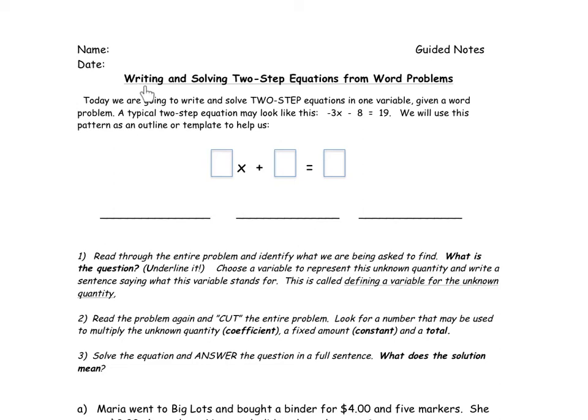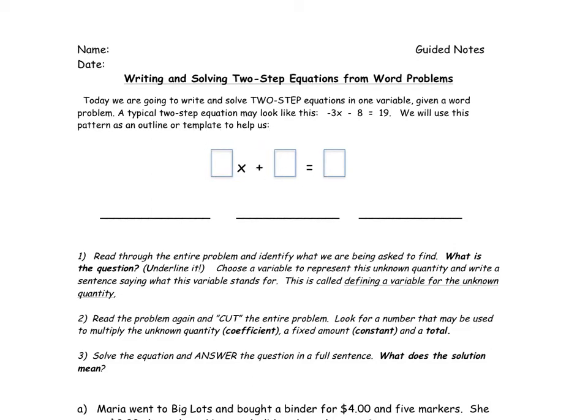Today's lesson is on writing and solving two-step equations from word problems. Today we're going to write and solve two-step equations in one variable given a word problem. A typical two-step equation may look like this: negative 3x minus 8 equals 19. We will use this pattern as an outline or a template to help us.